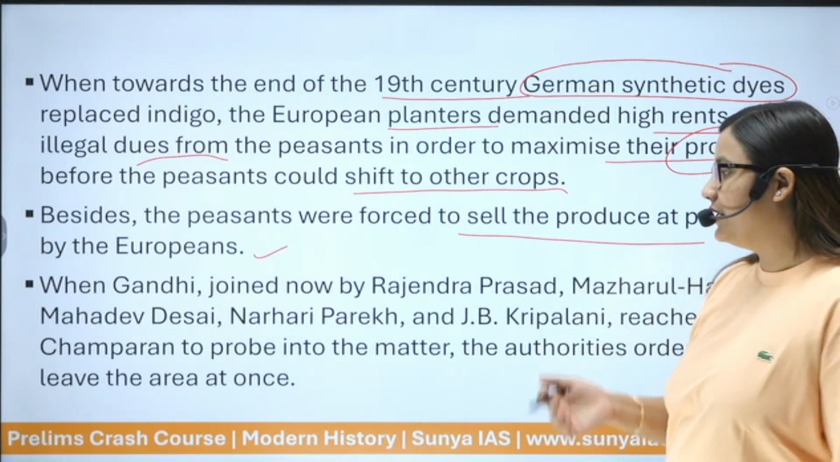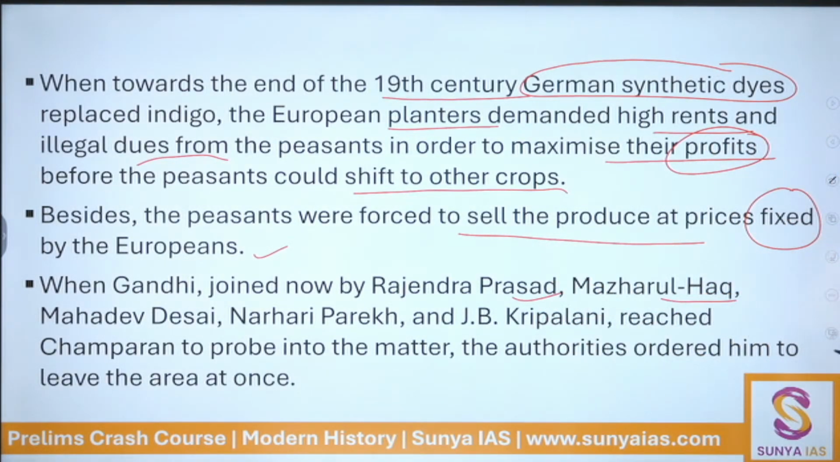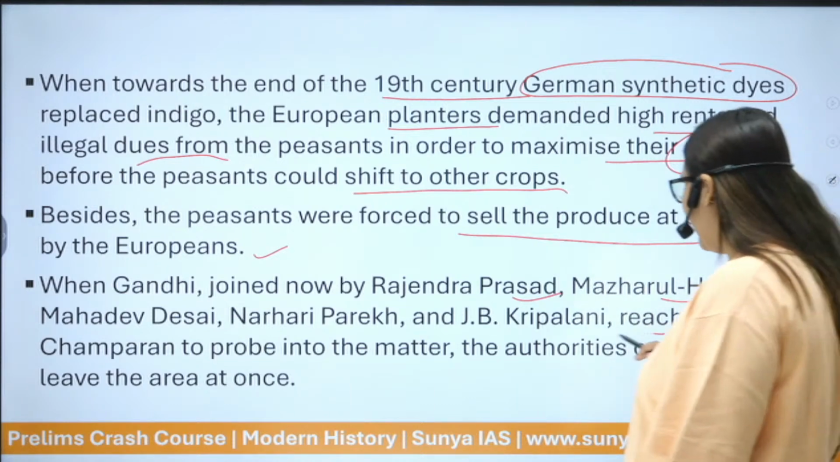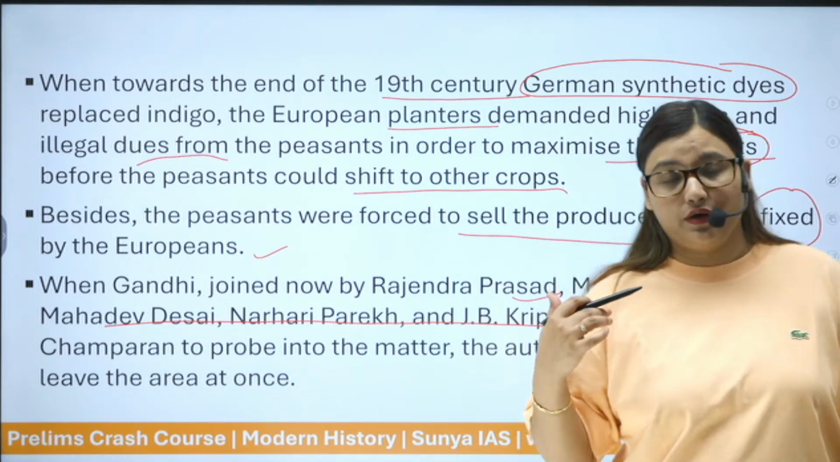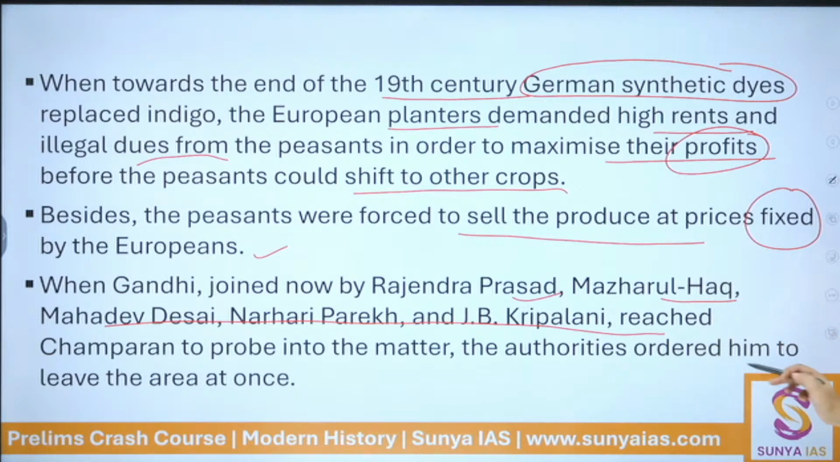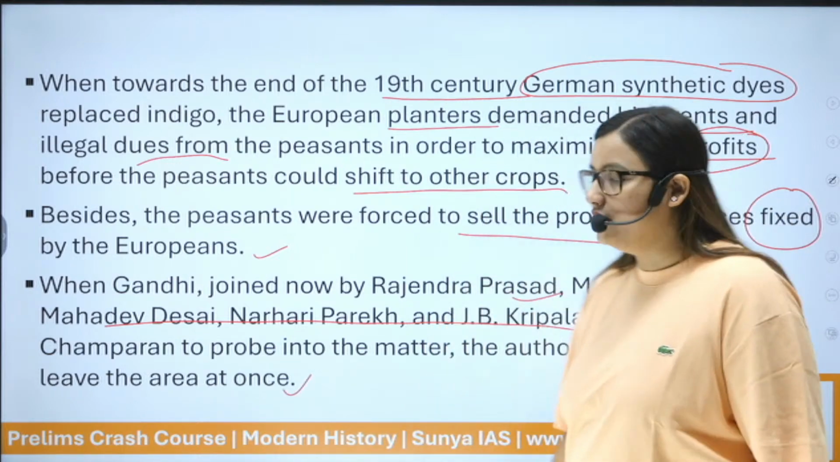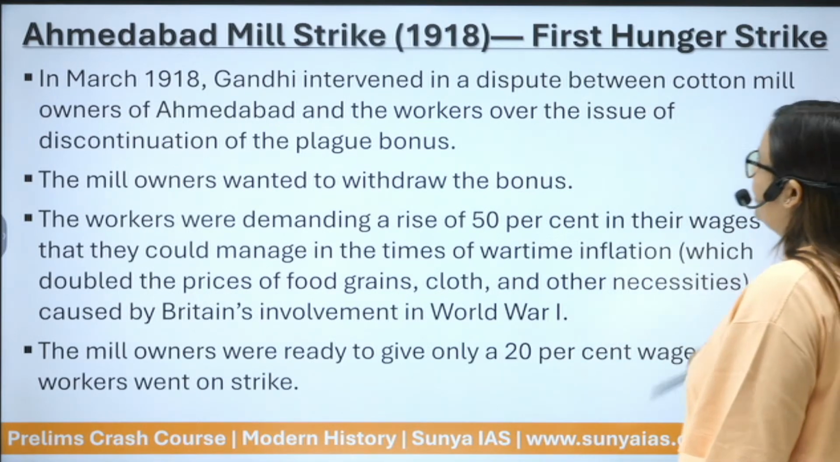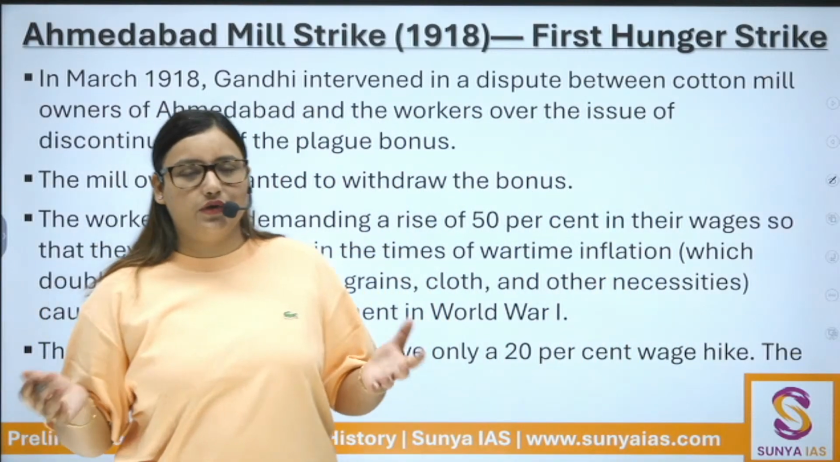So, when Gandhiji came here, he was joined by Rajendra Prasad, Mazharul Haq, Mahadev Desai, Narhari Parekh, J.B. Kripalani. All these leaders reached Champaran to look at the matter, and the authorities ordered Gandhiji to leave the area, but Gandhiji disobeyed the order and he stayed there. He wanted to protest. Ultimately, the commission was there, and what is a commission?